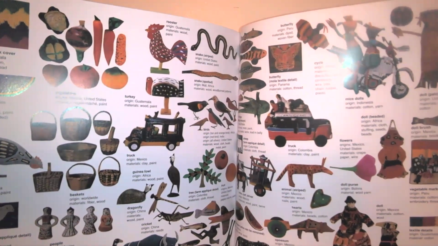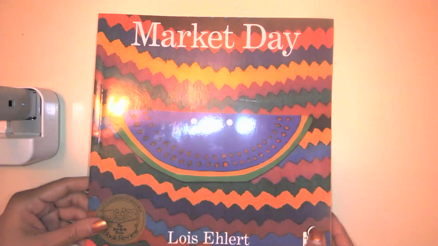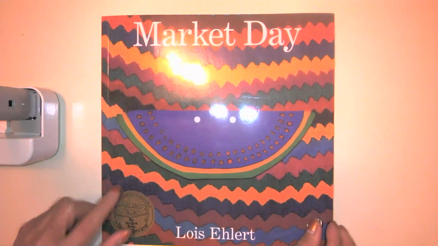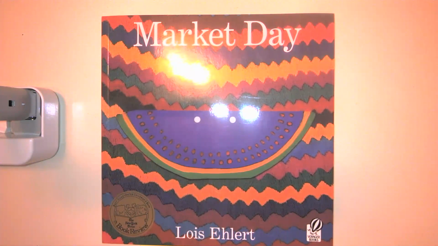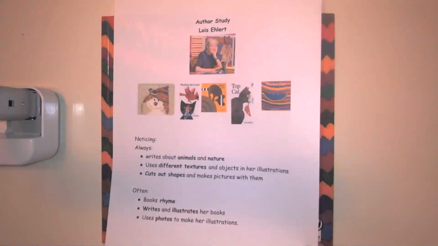The end. So let's think about Lois Ehlert again. Remember, in her stories, she is not only the author who writes the words, but she is the illustrator. And she doesn't just draw pictures or paint. She uses other things like collages and uses different textures and shapes to make her pictures. And she even uses photographs. So remember those things about Lois Ehlert.